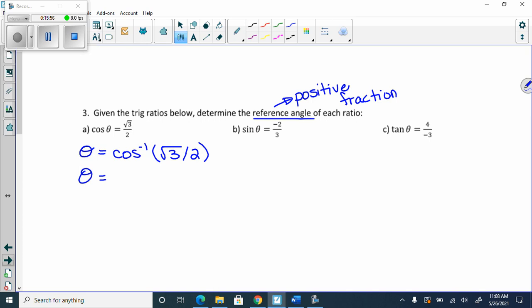Second, cos root 3 divided by 2. Bracket. Enter. You should get 30. Did you get 30? So 30 degrees is my reference angle.